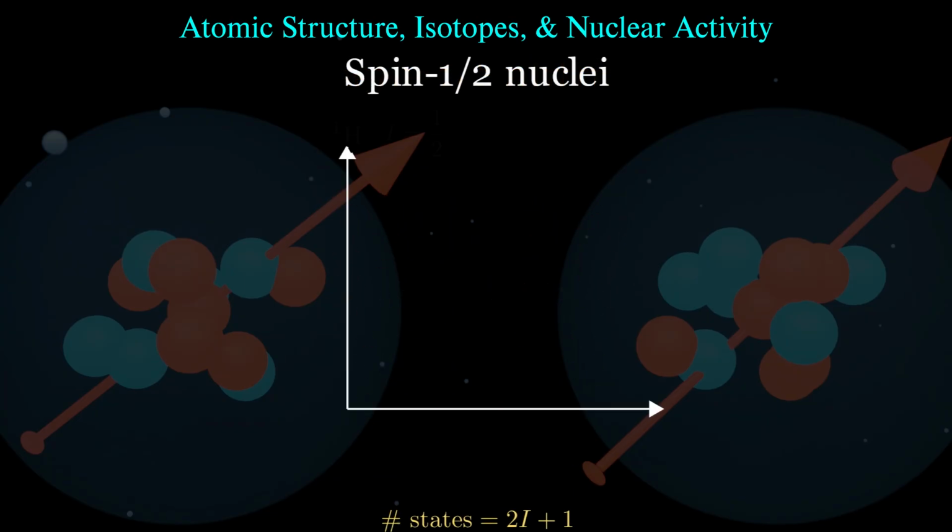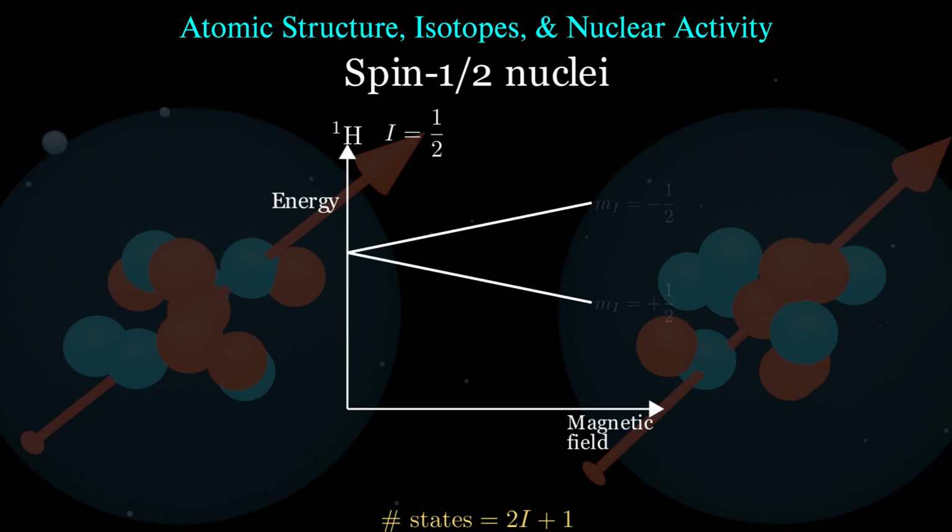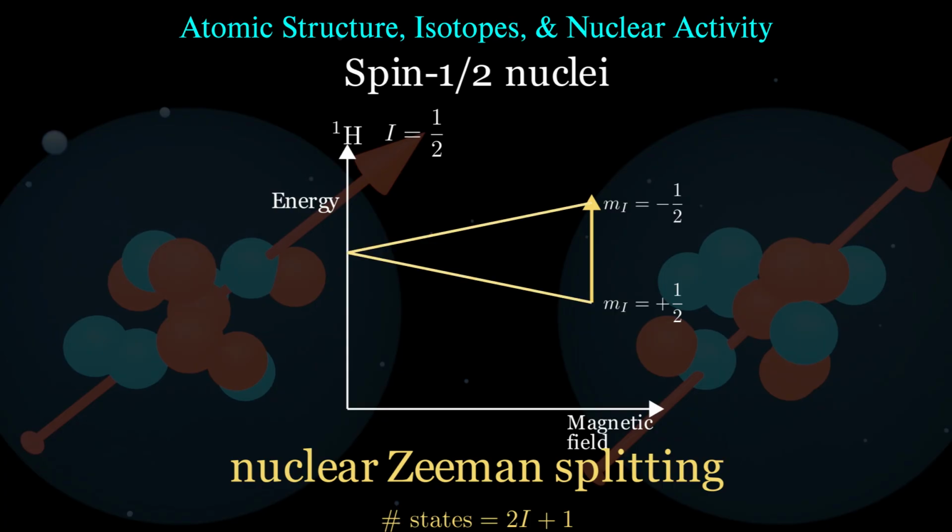So for nuclei with spin 1/2, like protons in carbon-13, there are only 2 allowed energy states. This is where we get that intuition of spin up and spin down. One slightly lower in energy and one slightly higher. This separation of states in a magnetic field is what we call nuclear Zeeman splitting.